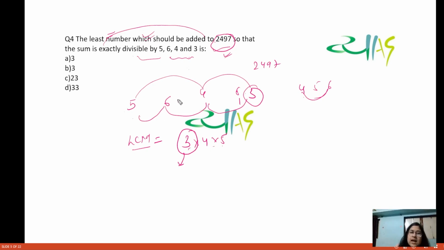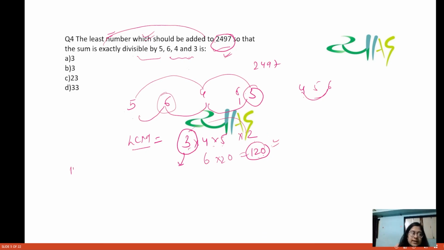तो आपने इतना लिख लिया. बचा क्या? एक बस 2 ही बचा. So let us write that. So now what we are getting here is 6 into 20. So our LCM comes to be 120. Our LCM comes to be what? 120.